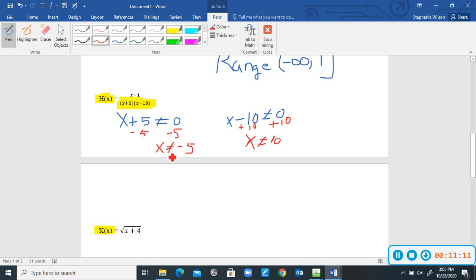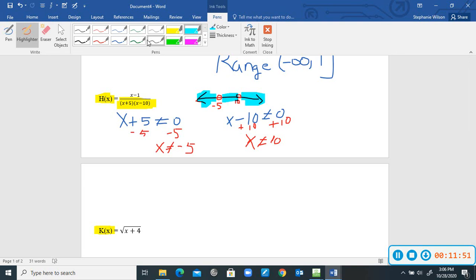So what I want to do now is state my domain, state the restriction. If I was to draw this on a number line, I know I got this point here at negative 5. I'm going to put an open circle because we can't include that negative 5. And I'm going to put an open circle at 10 because we can't include 10. If I put a closed circle, we're including them, okay? So what this tells me is that I can use all points smaller than negative 5, all points between negative 5 and 10, and all points greater than 10. I just can't use negative 5 and 10.